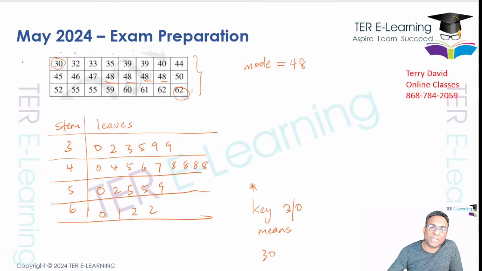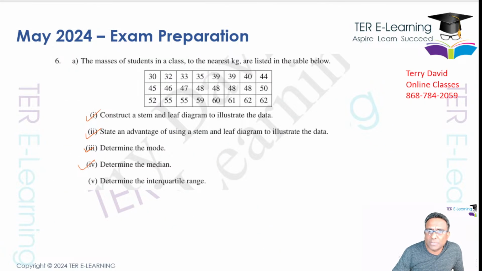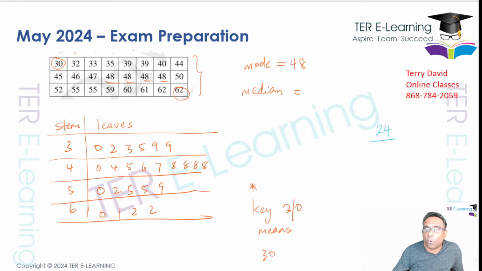So one of the things that we have to do, we want the median, right? In total, we have 1, 2, 3, 4, 5, 6, 7, 8... We have 24 students, right? But the thing is, 24 is an even number, so there's no exact middle. So what we're going to do is find half of that. That's going to be 12, right?